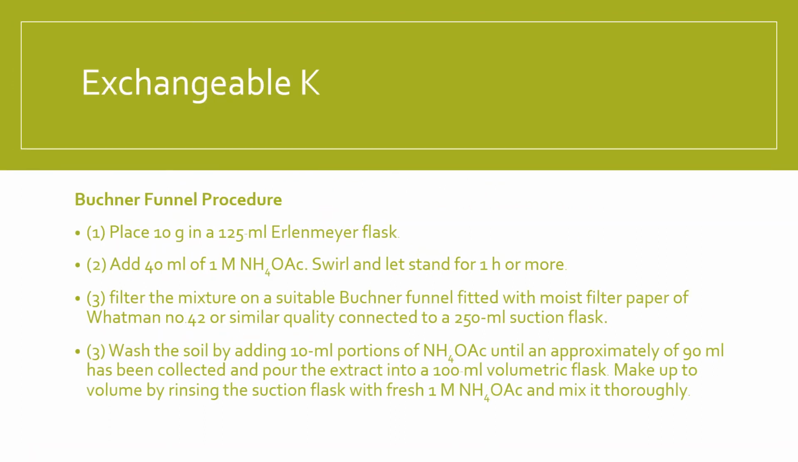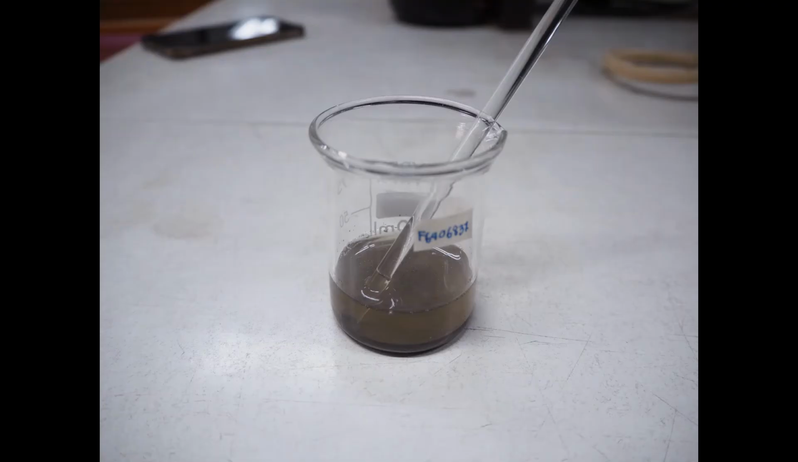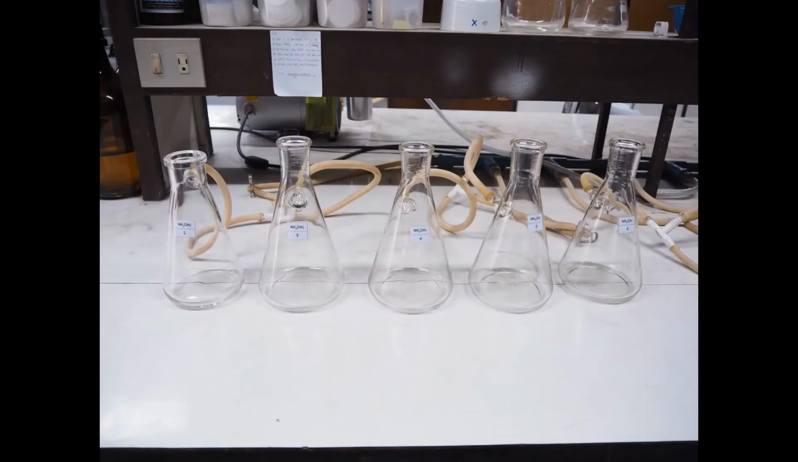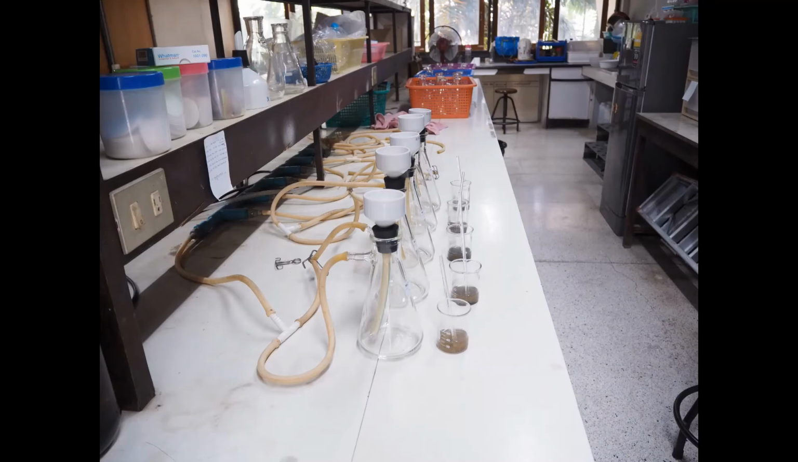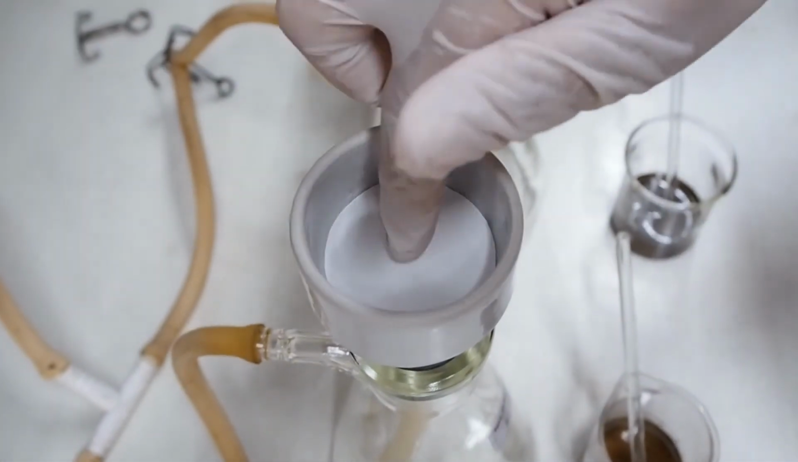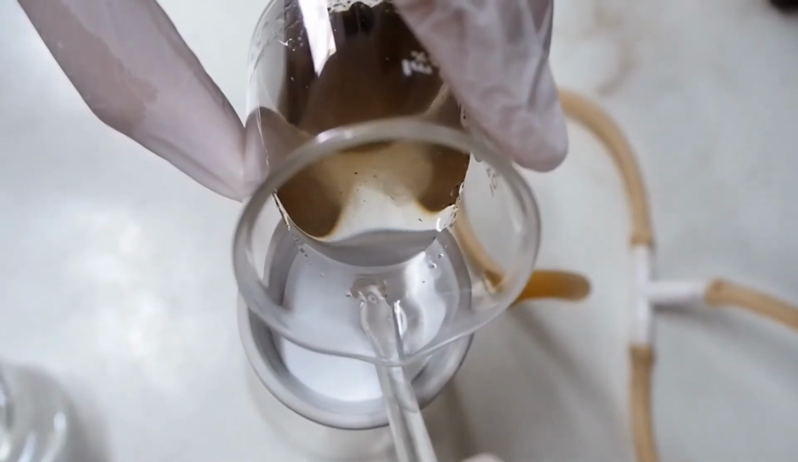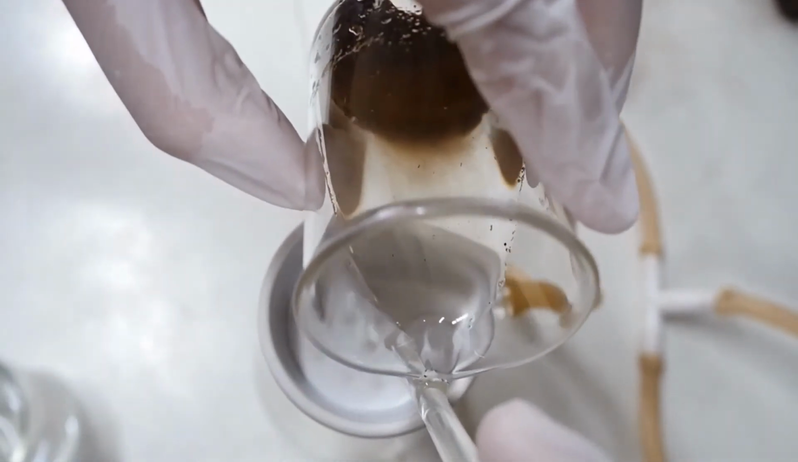There are two methods to extract the exchangeable potassium from soil, both using the 1 molar ammonium acetate. The first method is repeated washing and centrifugation, and the second method is the continuous leaching using Buchner funnel. And today we will study the Buchner funnel procedure. For the Buchner funnel procedure, we will use the air-dry soil which passes through a 0.2 mm sieve, and then weigh 10 gram of soil in the aluminum flask, and then add approximately 40 ml of 1 molar ammonium acetate, swirl and let stand for 1 hour or more.